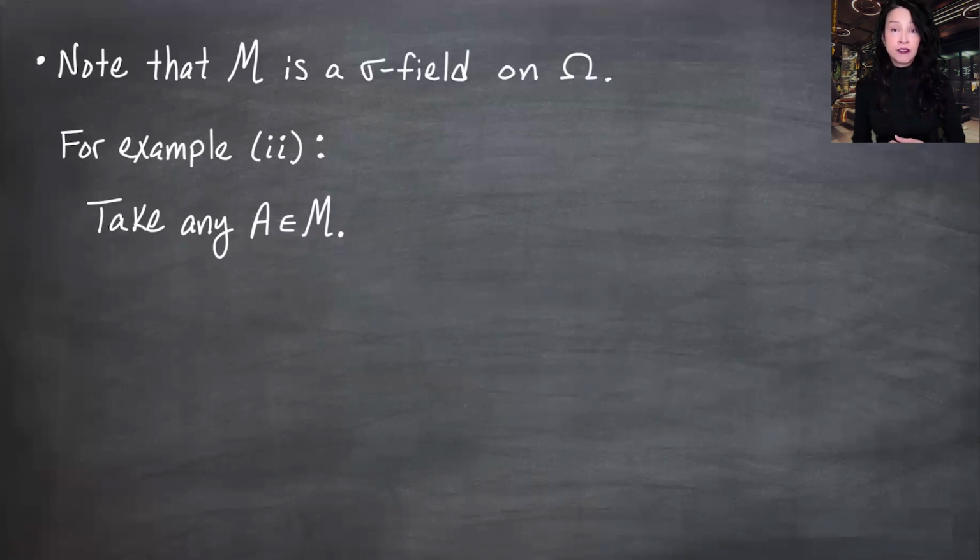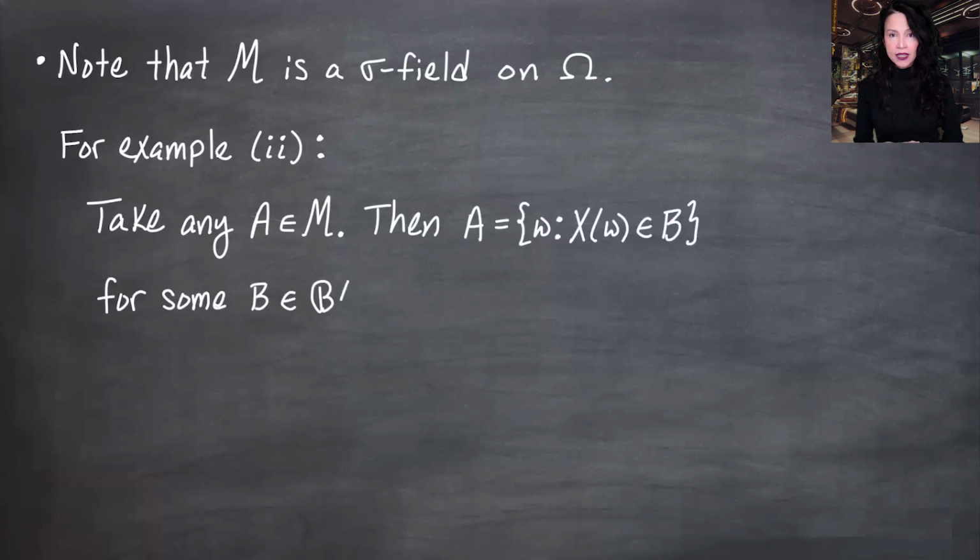Given how curly M is defined, A must be the inverse image of some set B. That is, A must be all omegas such that x of omega goes into B, and x is a k-dimensional function. So this B is going to be a Borel set in R^K. This is how curly M was defined. And I want to show that A complement is also in curly M.